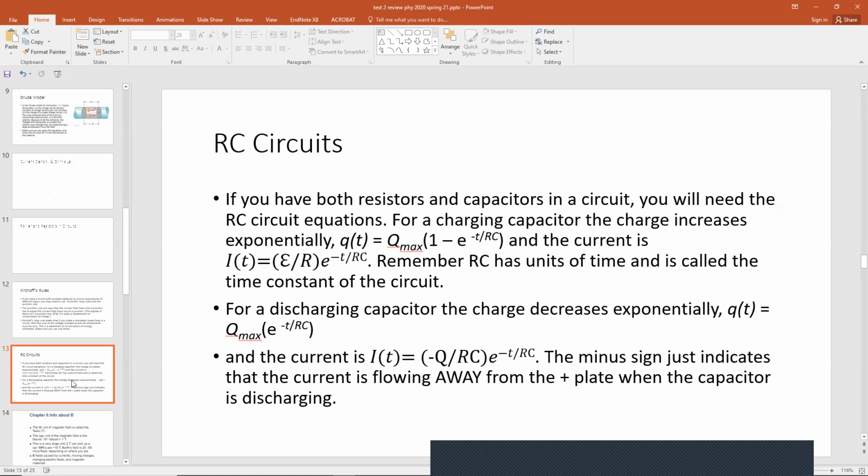For a discharging capacitor, it will be an exponential decay too. The current is going to be described by I of t is equal to minus Q over RC, e to the minus t over RC. And that minus sign just says that the current is flowing away from the positive plate when the capacitor is discharging. That's opposite to the direction that usually flows for a charging circuit. For a charging capacitor, the current flows positive charges away from the battery and building up on the positive plate of the capacitor. But when it's discharging, it goes the other way.